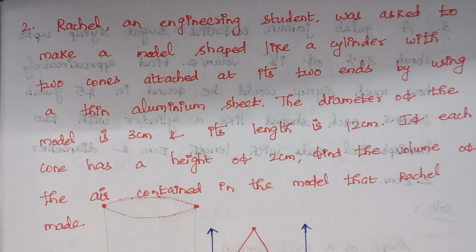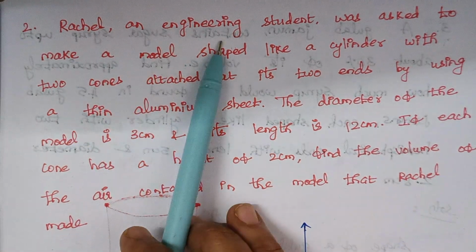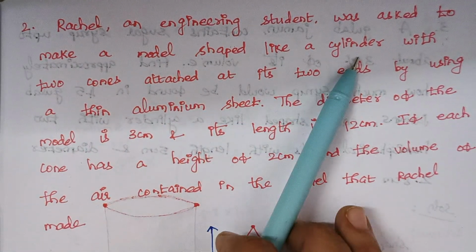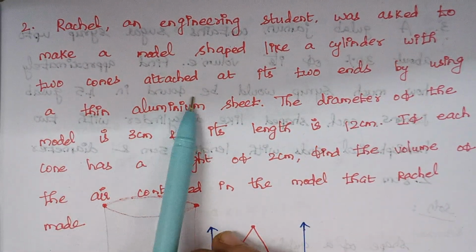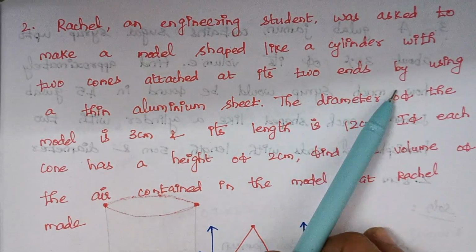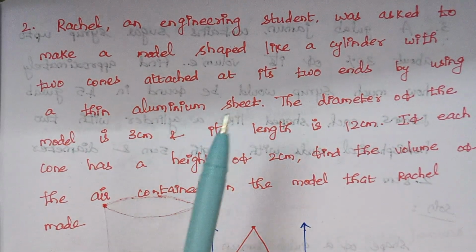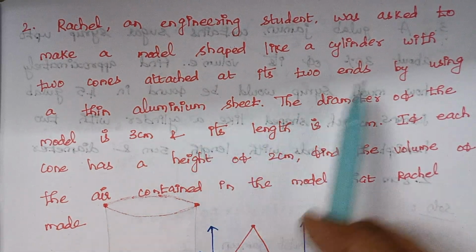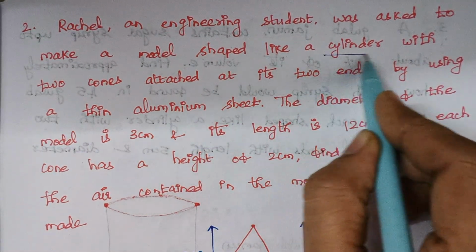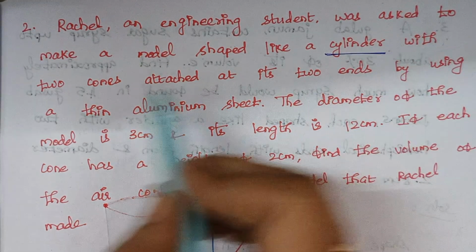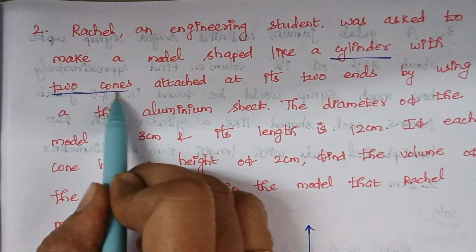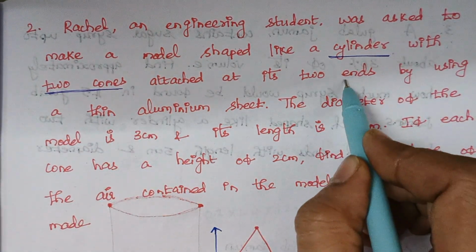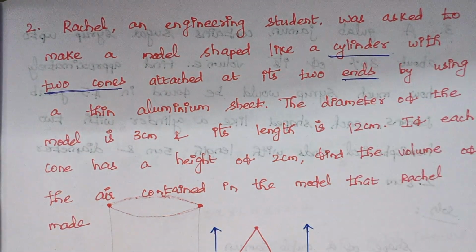Problem number 2. Rachel, an engineering student, was asked to make a model shaped like a cylinder with two cones attached at its two ends by using a thin aluminum sheet. Right. So here you see, what are all the shapes here? We have a cylinder, right, with two cones. And these two cones, how are they attached? They are attached at the ends of the cylinder.